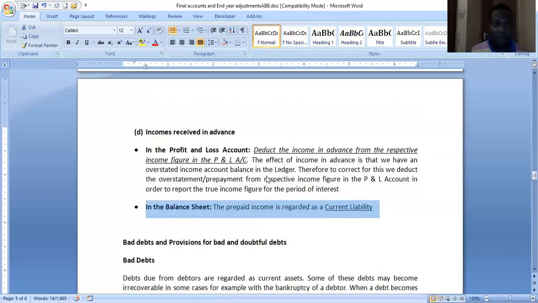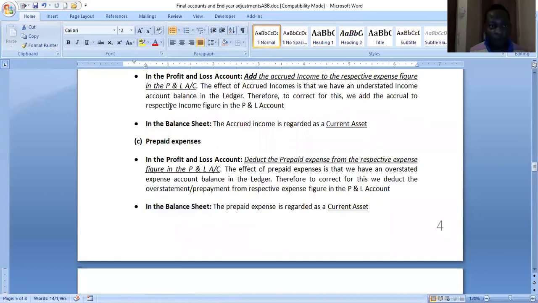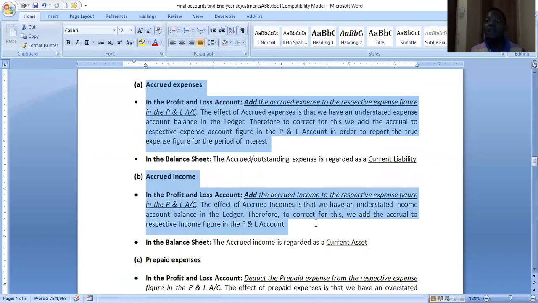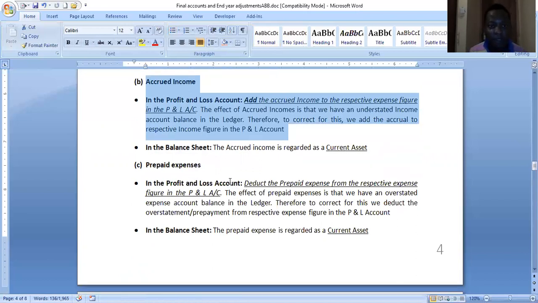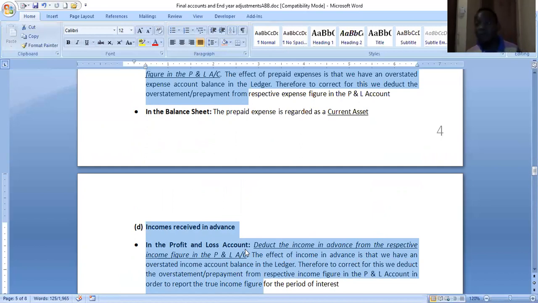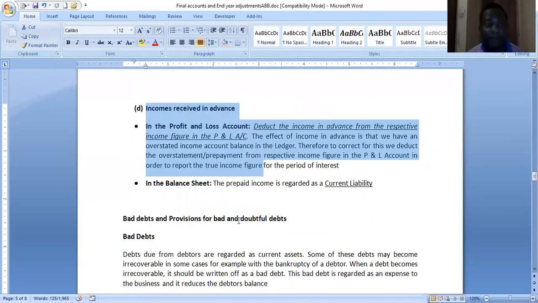So we need to note that for the accruals, that is the accrued expense and the accrued income, we add them in the P&L account. Whereas for the prepayments, or the ones in advance, we deduct them. The accruals lead to an understatement, therefore we add. The prepayments lead to an overstatement, therefore we deduct. So those are accruals and prepayments.